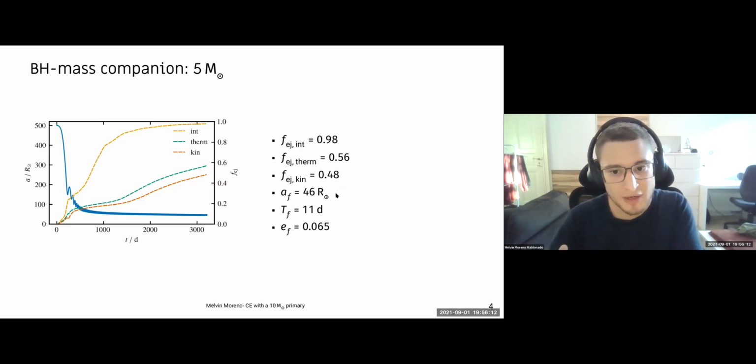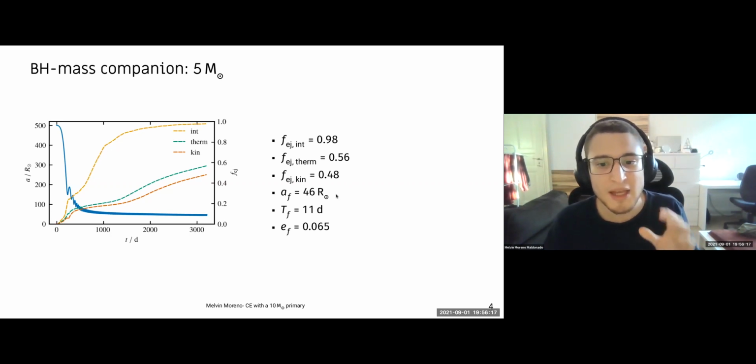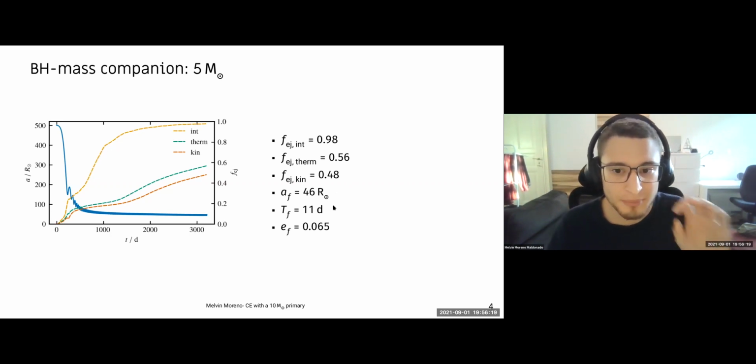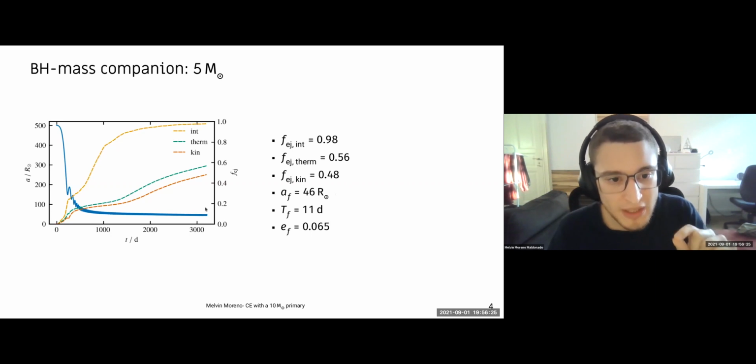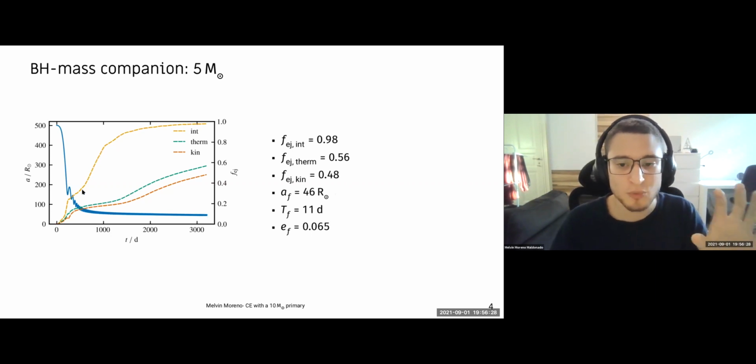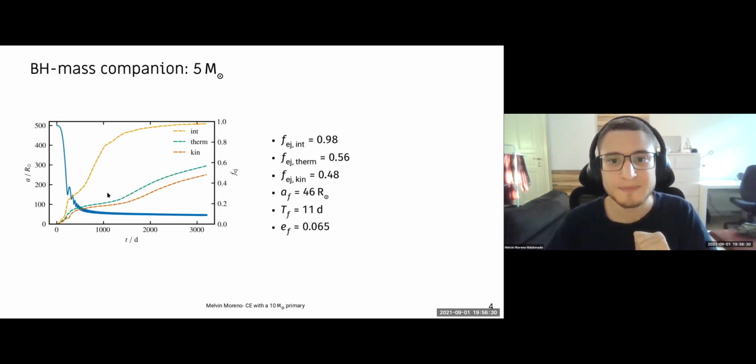We reach a final orbit in this simulation of 46 solar radii, which is pretty wide. This corresponds to an orbital period of 11 days and an eccentricity of 0.065. And this is only the final eccentricity. Of course, at the beginning it is way bigger, but this is what we have in the end.